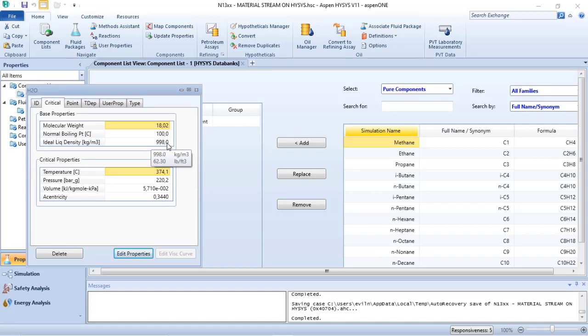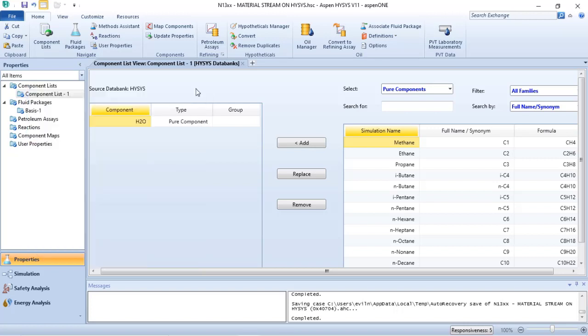So you can see that there is a slight difference between ideal liquid density and the mass density at standard conditions. And that justifies the differences in the results.